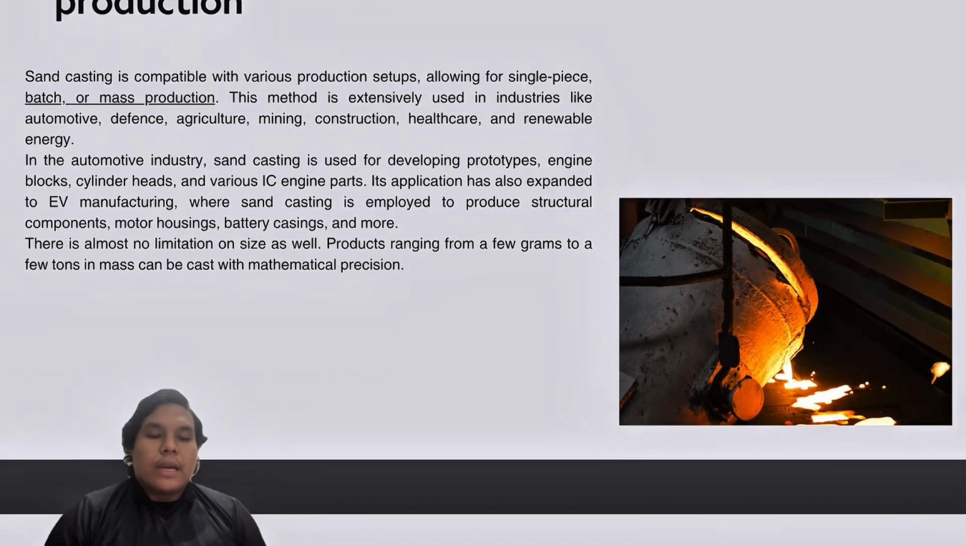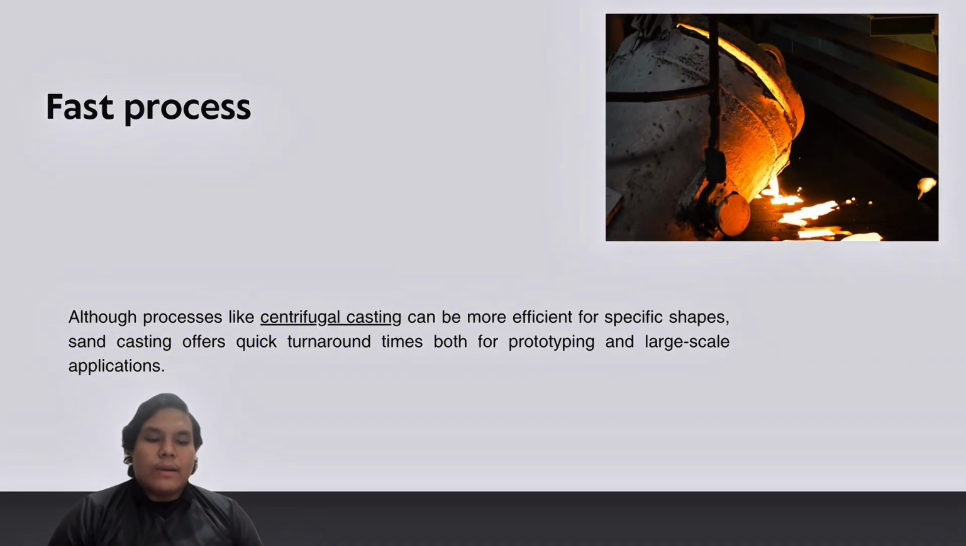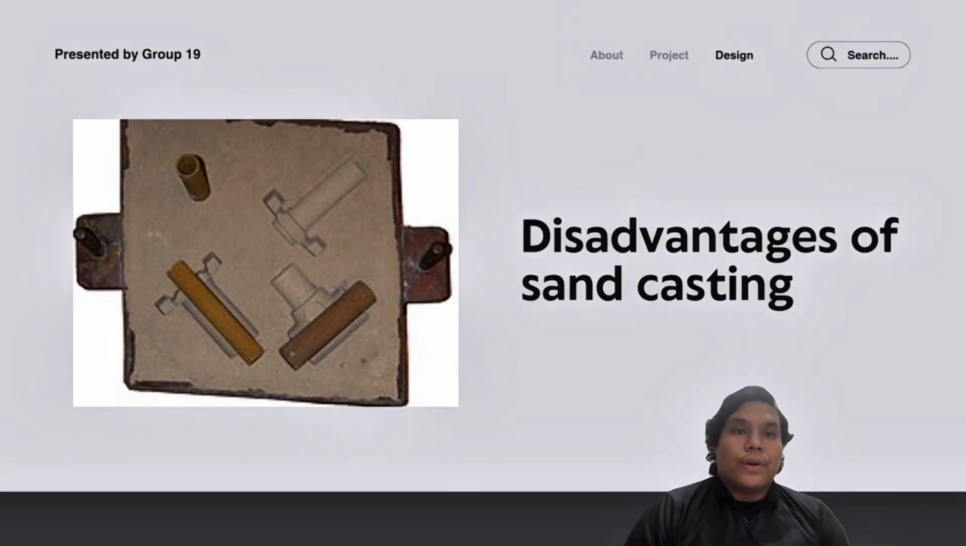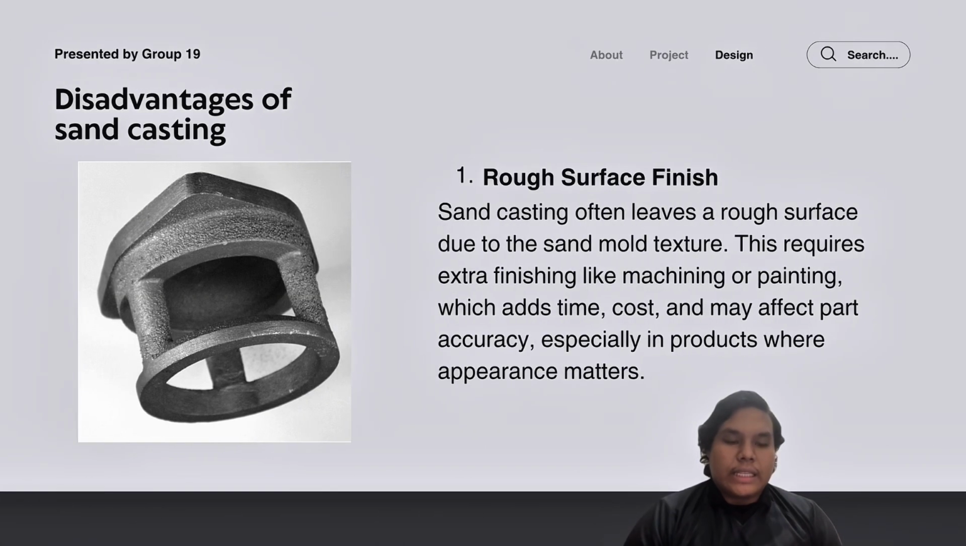It can produce product faster, making it a viable option for limited loans, but some machining is needed if the size and shape tolerances are to be adhered to, to ensure a final finished product. So now I will continue with the disadvantages of sand casting. The first disadvantage is rough surface finish.